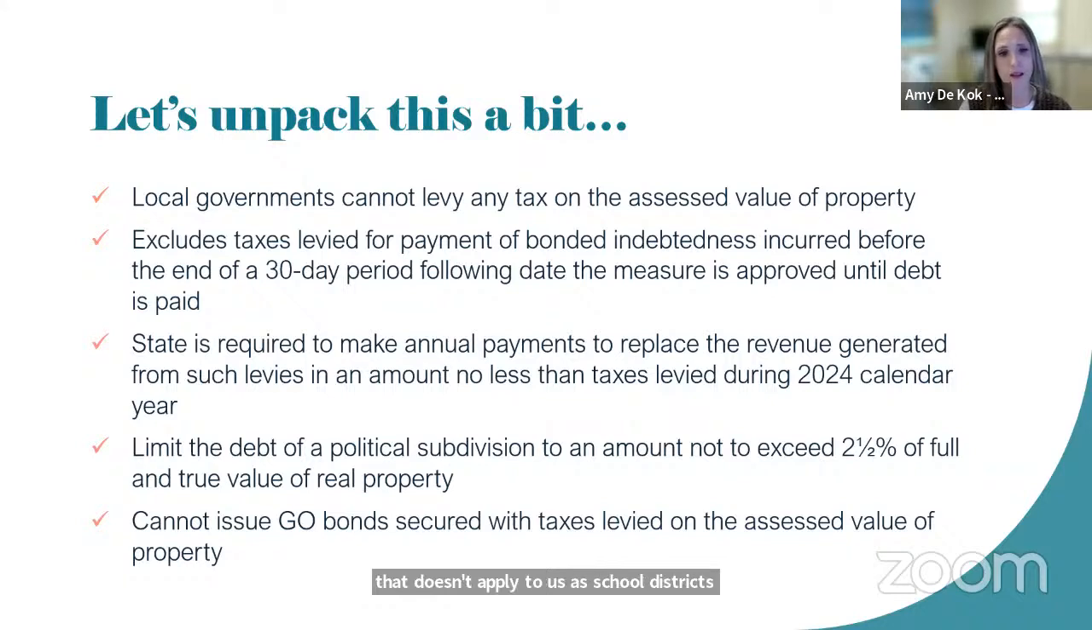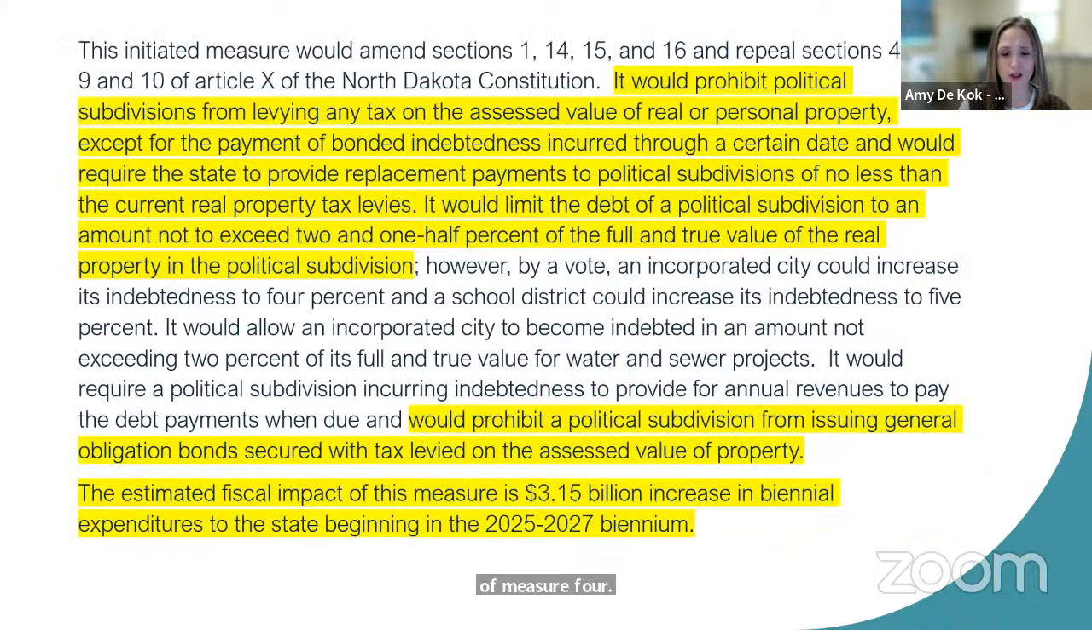And then finally, the measure would prevent political subdivisions from issuing general obligation bonds that are secured with taxes levied on the assessed value of property. So this is directly related to those bond measures that districts often use to fund facility improvements or construction. You would not be able to issue those general obligation bonds when they're secured by property taxes, essentially. So these are the main points of Measure 4 that I've highlighted here in the measure language.